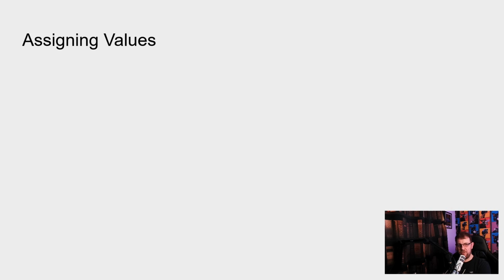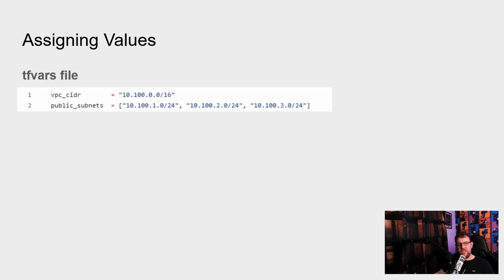So, moving on, assigning values. To give a variable a value, there are several ways you can do this, but my preferred way is always to use a tfvars file, like this. The reason this is a better way, in my opinion, than others is because you can store these files in a GitHub repository and then share these values with others that contribute to the same project.